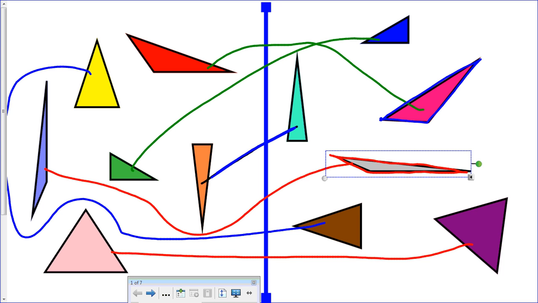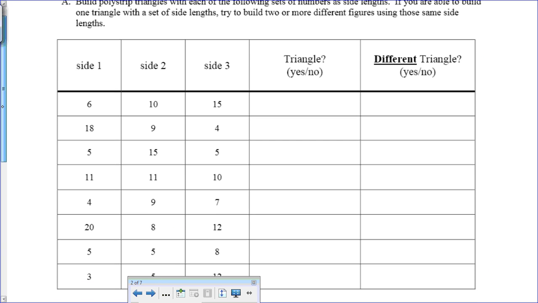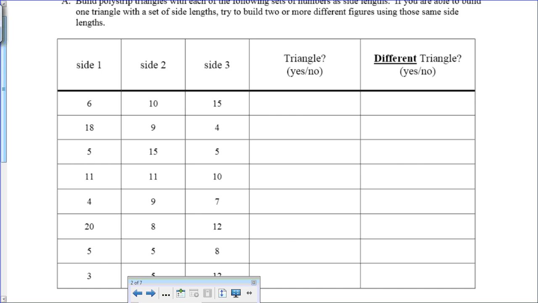So if we go to the chart that we did, okay? So time to share your results. So the 16, the 6, 10, 15 one, could you make a triangle with those dimensions? Yeah, everyone said yes. Could you make a different triangle? No. All right. What about the 18, 9, and 4? No, you couldn't make a triangle out of that? So could you make a different one? No, if you couldn't make a triangle out of the first set, how can you make a different one, right?